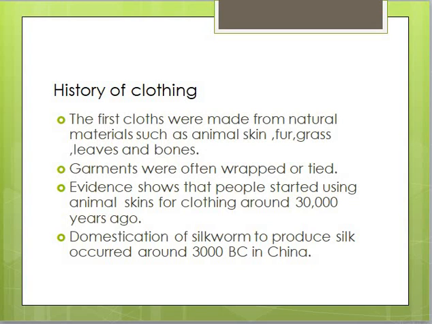So that is what we are going to study. Again, I am showing you domestication of silkworm produced silk around 3000 BC in China. So this is important. Evidence shows that people started using animal skin for clothing around 30,000 years ago.